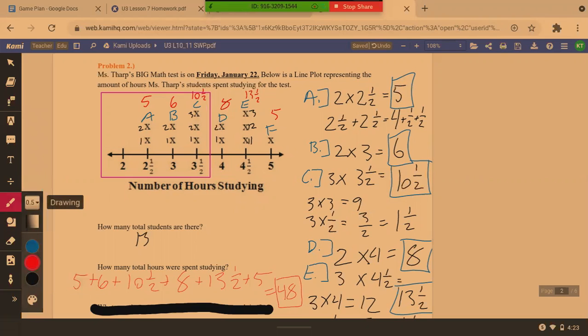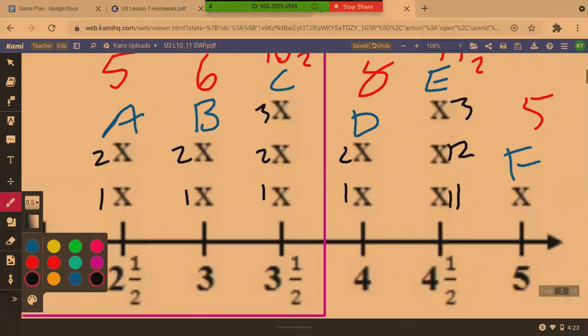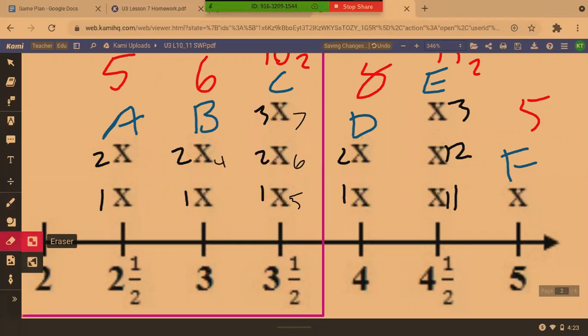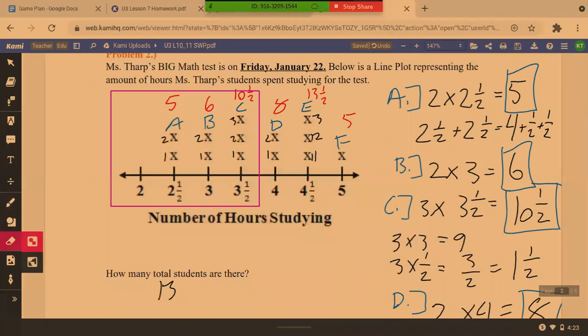Let's count it up. 1, 2, 3, 4, 5, 6, 7. 7 students spent less than 4 hours studying. So let's go write it down.